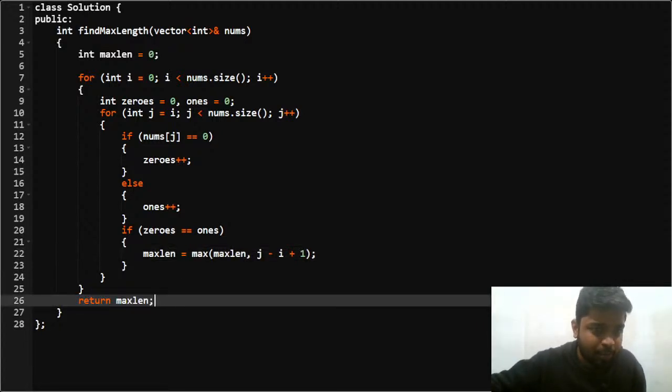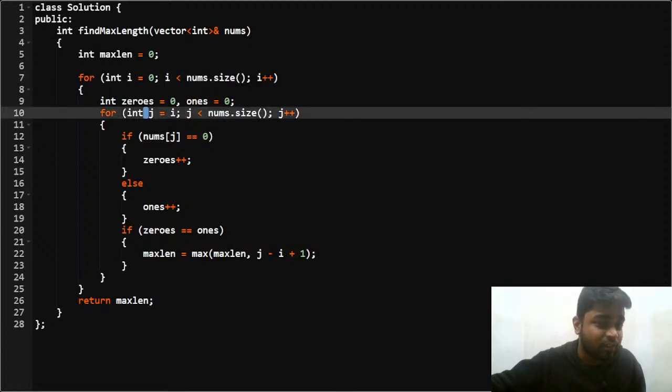So this outer loop would be running order of n times, and the inner loop, which goes from j until the length, will also be running in the worst case order of n times. So that's why it is an order of n square approach.